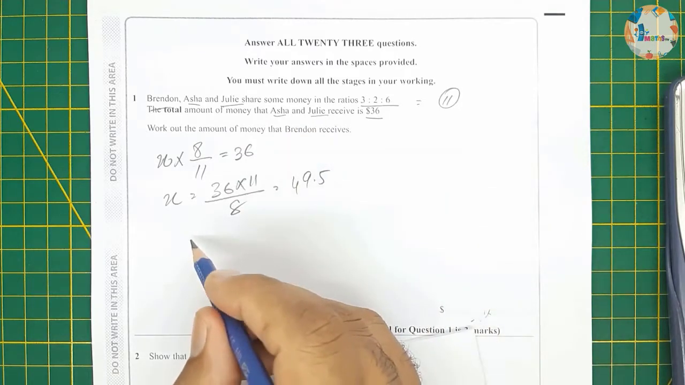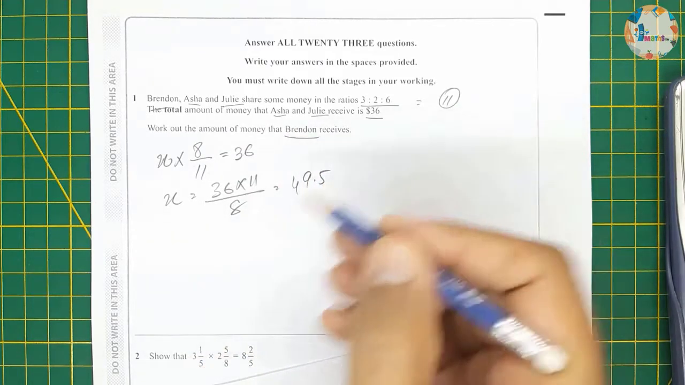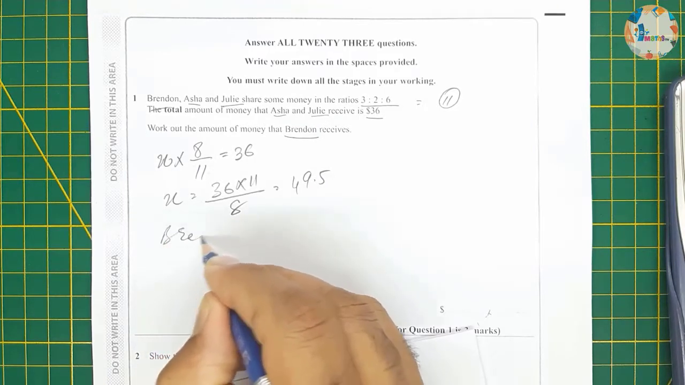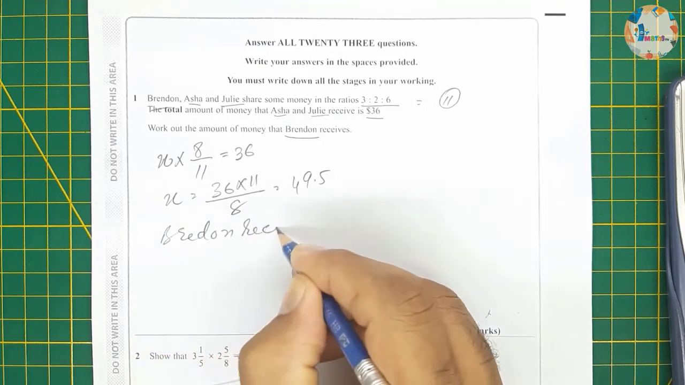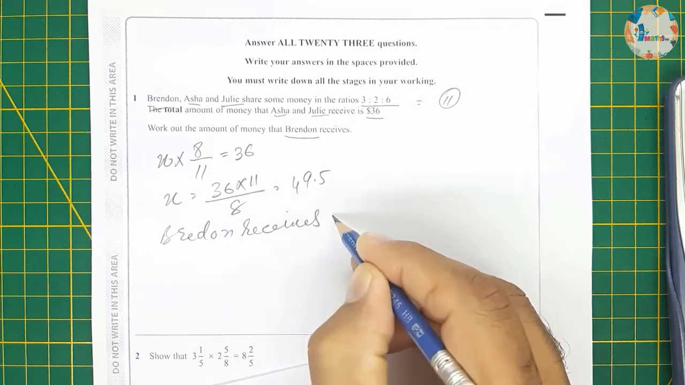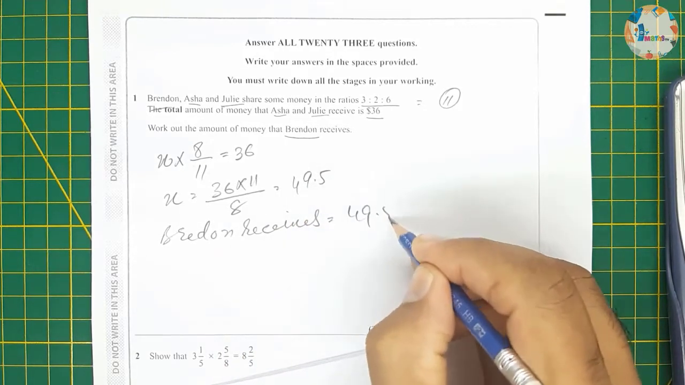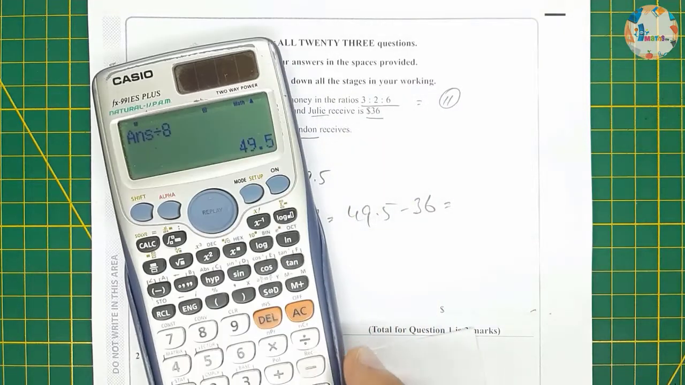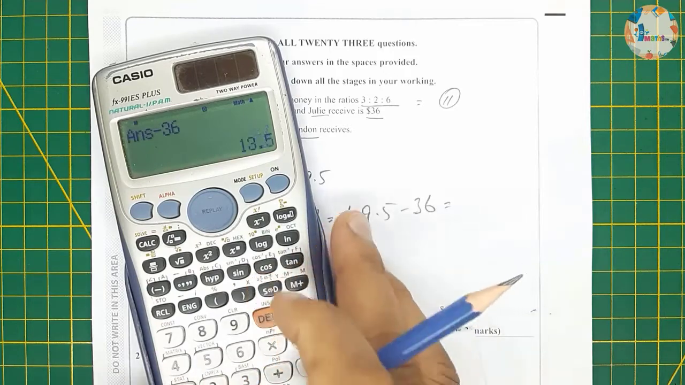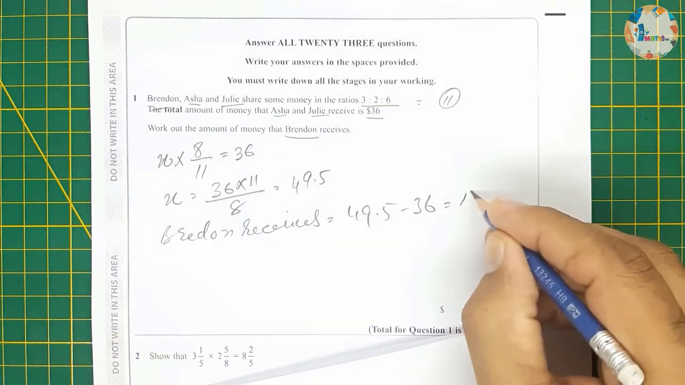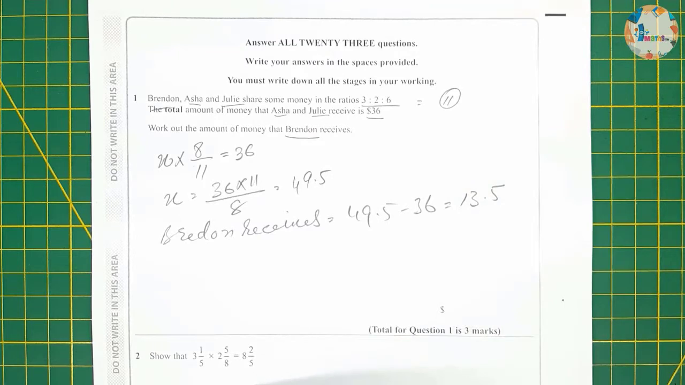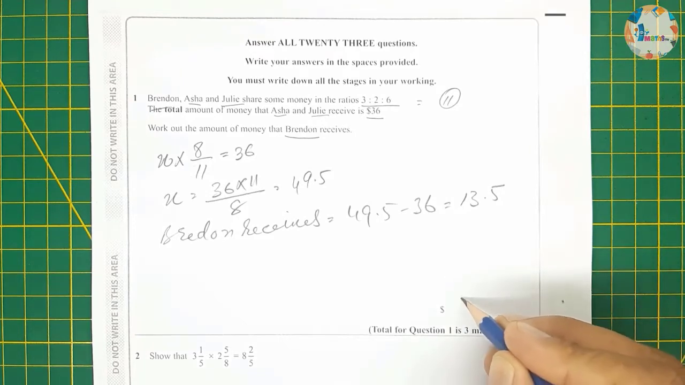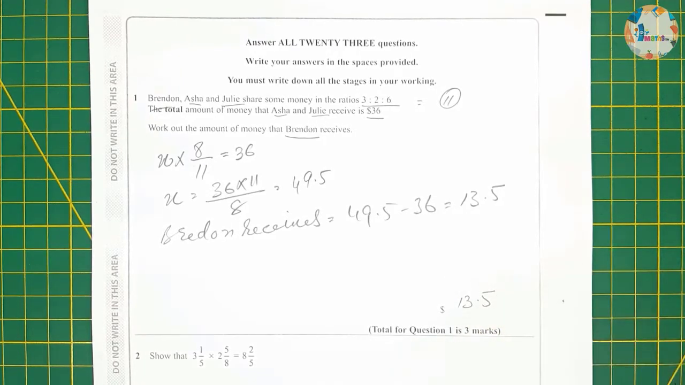So the remaining amount will be for this one. So Brandon receives the total amount minus 36, and this will be equal to 49.5 minus 36, which is equal to $13.5. So $13.5 will be received by Brandon. So our answer will be 13.5.